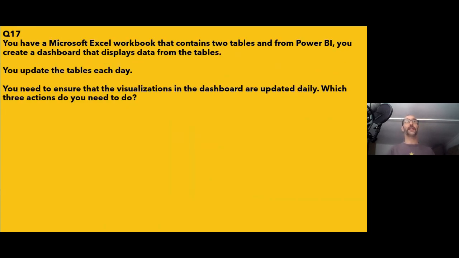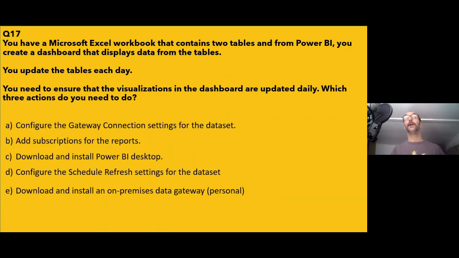Okay, question 17. You have a Microsoft Excel workbook that contains 2 tables, and from Power BI, you create a dashboard that displays data from those tables. The Excel tables get updated each day. You need to ensure that the visualizations in the dashboard are also updated daily. Which 3 actions do you need to do? So you choose 3 out of the 5.